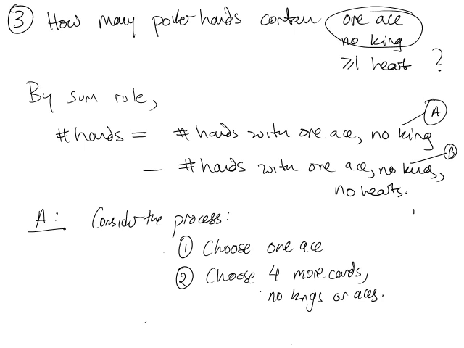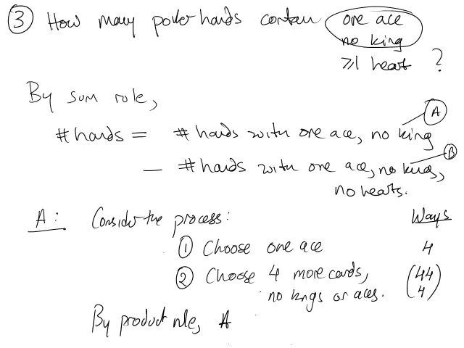And now how many ways are there to do these steps? Well, how many ways are there to choose 1 ace? There are 4 aces in a deck, so there are 4 ways. And how many ways are there to choose 4 cards out of the remaining cards with these constraints? Well, there are 4 kings and 4 aces. You can't use those. So 52 minus 8 is the total number of cards you have left to work with. That's 44. And you have to choose 4 out of those. The order doesn't matter. So you have 44 choose 4. Okay. So therefore, by the product rule, A is equal to 4 times 44 choose 4.